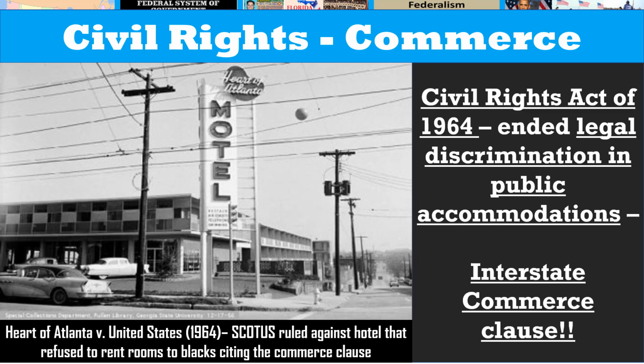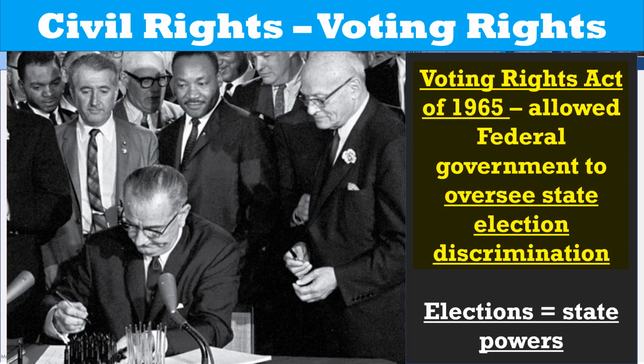The Commerce Clause was also used after the Civil Rights Act of 1964, which ended legalized discrimination in public accommodations, and Supreme Court rulings greatly influenced the federal government's ability to deal with states that were violating rights of minorities. Finally, the Voting Rights Act of 1965 gave the federal government the power to oversee elections in some states that had been known for voter discrimination. Again, a power that had once exclusively been reserved to the states. Again, we're going to go into more detail when we get to our civil rights section, but it's important to notice how the federal government started stepping into areas that had been reserved to the states.